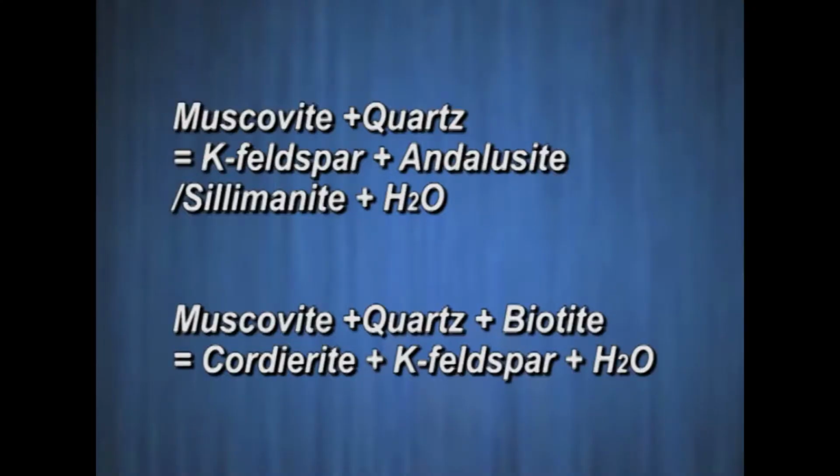Micas in pelitic rocks disappear by the reaction: muscovite plus quartz gives rise to K-feldspar plus andalusite or sillimanite plus water. The second reaction is muscovite plus quartz plus biotite giving rise to cordierite plus K-feldspar plus water.